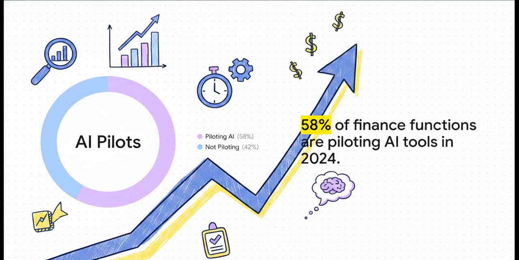And you know what? Mary and Barry are definitely not alone in making this leap. According to NetSuite's data, a staggering 58% of finance functions are currently piloting these exact types of AI forecasting tools in 2024. That is up huge from just 37% the year prior. Businesses are literally rushing to leverage AI so they can anticipate cash flow shortfalls, spot emerging market trends, and run these incredibly complex what-if scenarios at a speed that humans just cannot match.